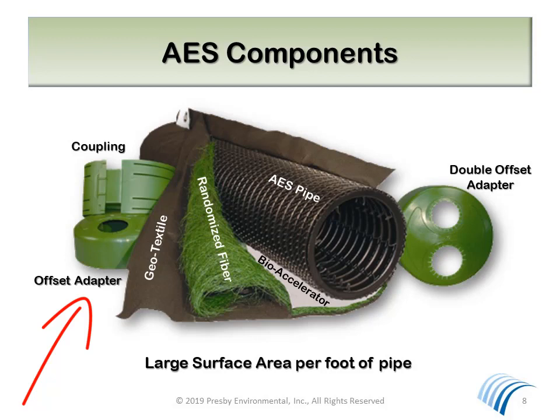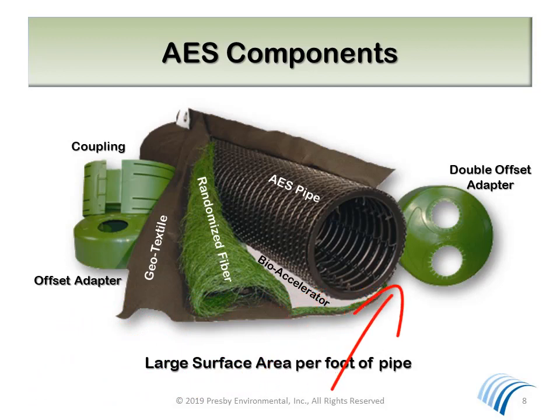Offset adapters easily install without any tools on the end of the pipe. With its locking tab, all you need to do is firmly push the adapter onto the end of the pipe. The integrated locking tabs will engage the pipe corrugations. Then you can easily spin the offset adapter to make sure that the hole is in the proper orientation. Effluent is piped into the AES rows using these holes.